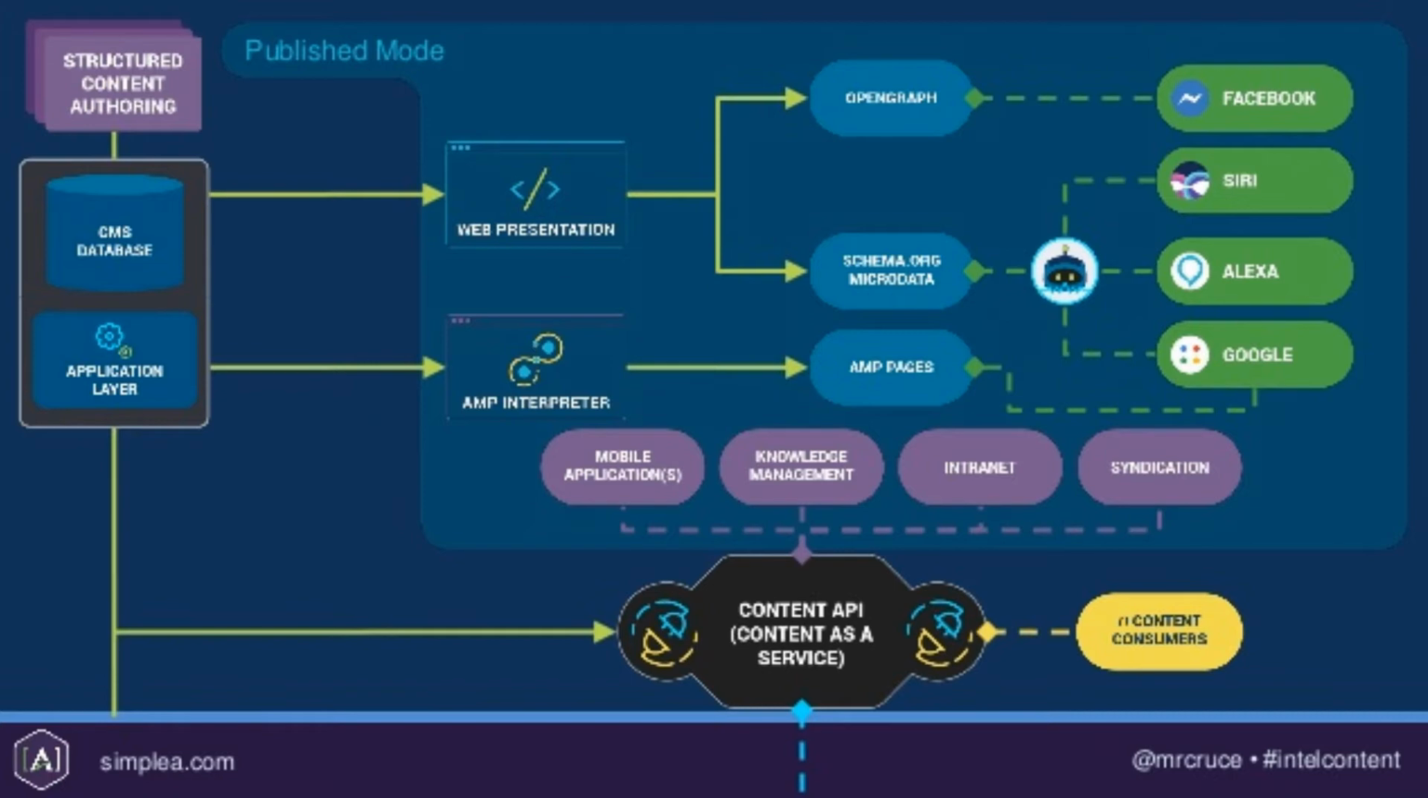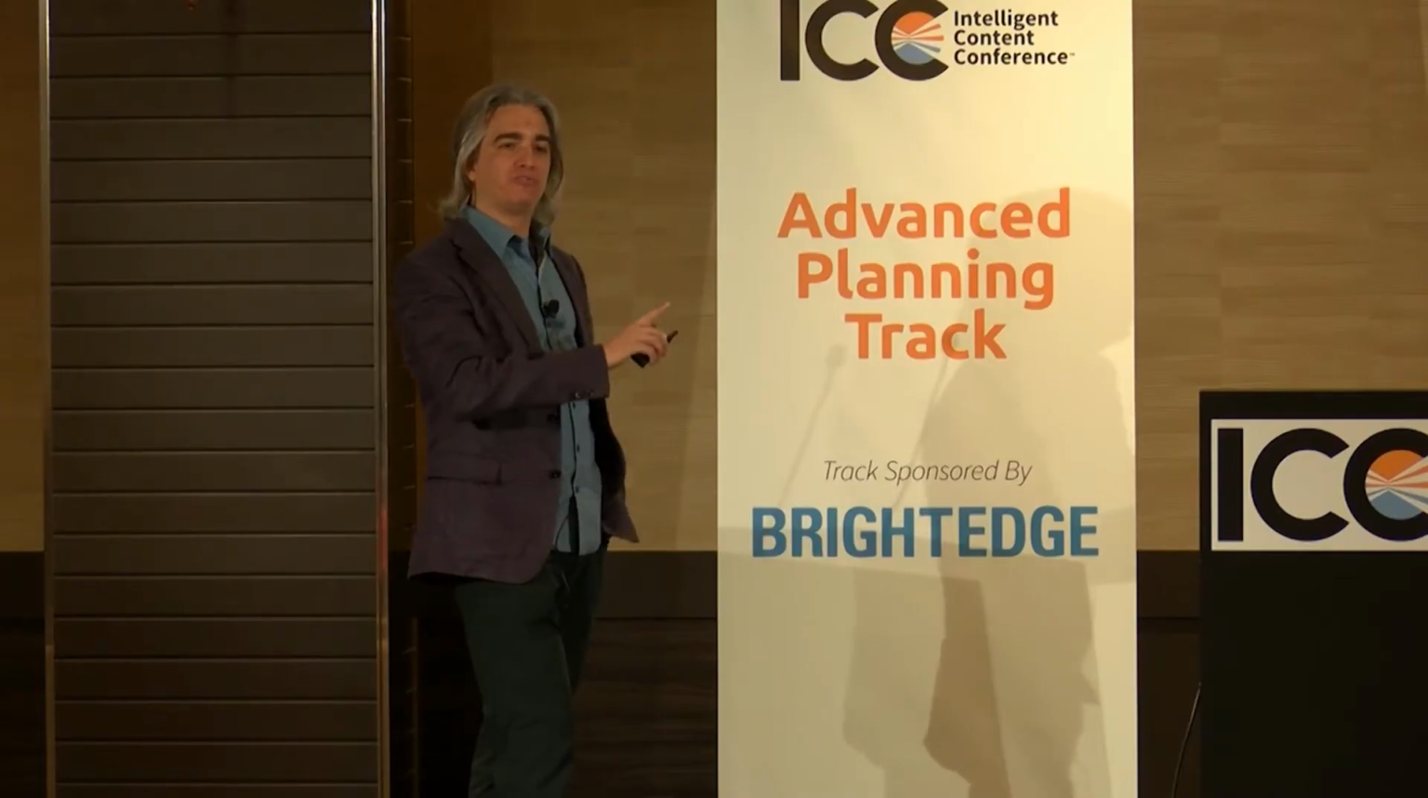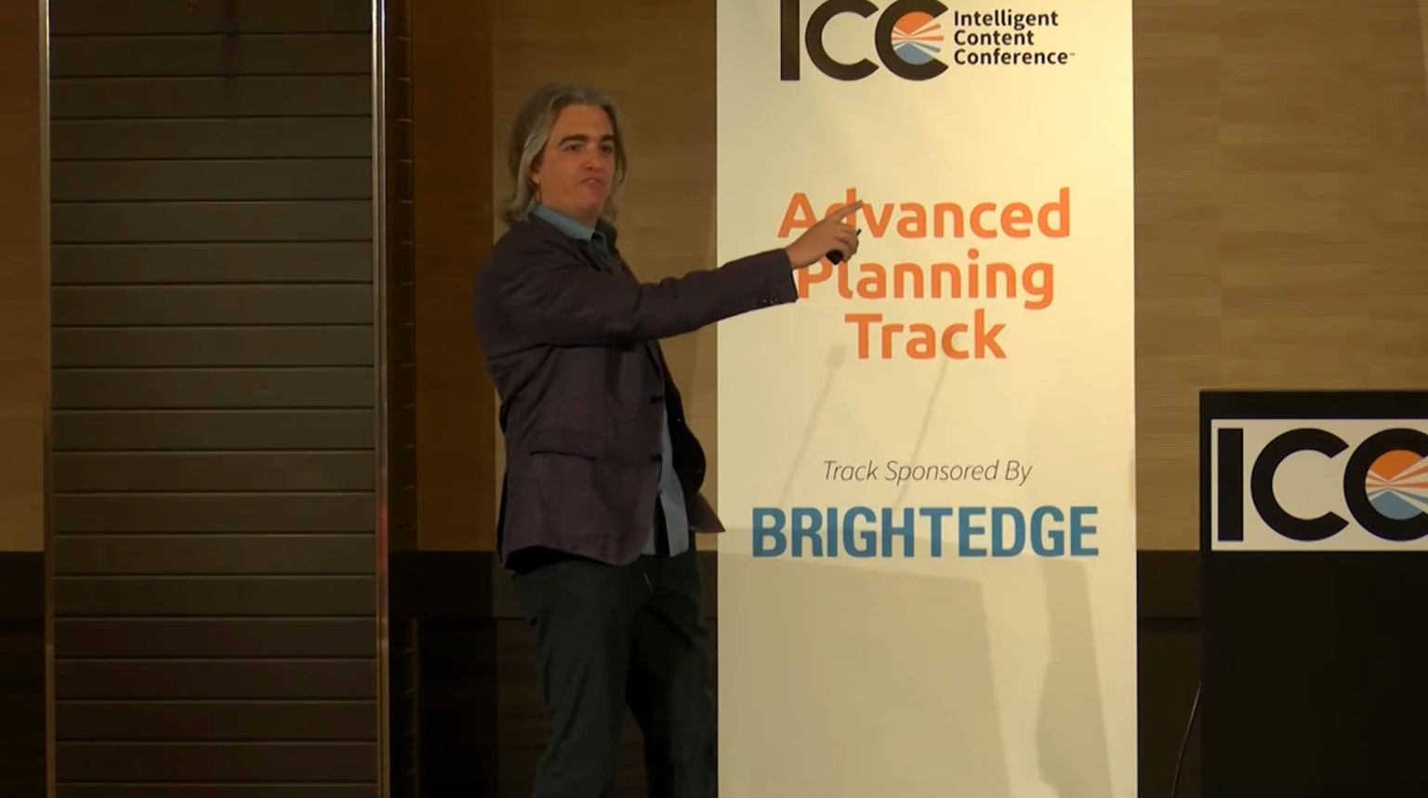Well, we started to develop a content API. And the content API is essentially a content as a service provider. What that allows us to do is take content from our CMS database, interpreted and pre-processed by our application layer, and then output in different formats via the content API.